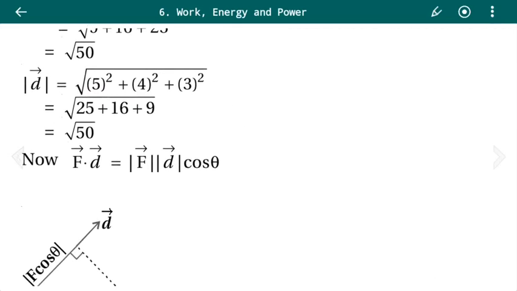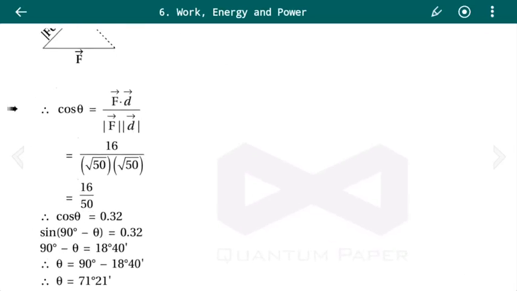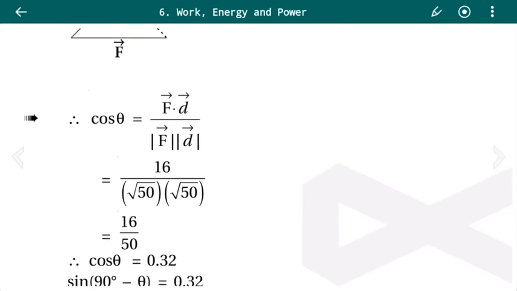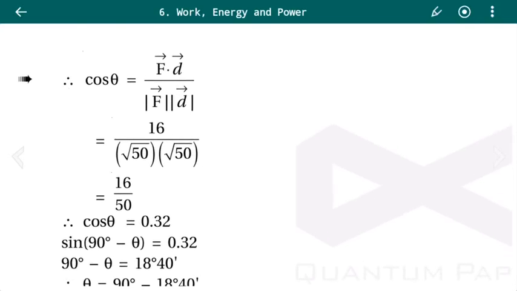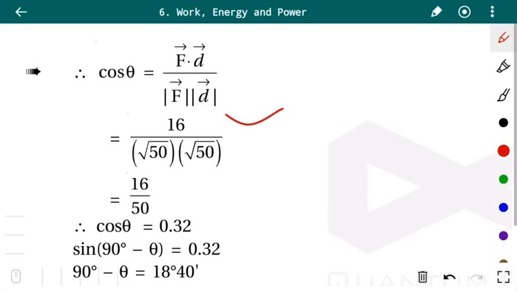So F dot D can be written as modulus F modulus D cos theta. From this we can write cos theta equals F vector dot D vector upon modulus F modulus D. F dot D we have found as 16. Modulus of F and modulus of D, that is the magnitude of force and magnitude of displacement, we get as root 50 and root 50. So when we calculate this, we get 16 by 50. So cos theta equals 0.32.